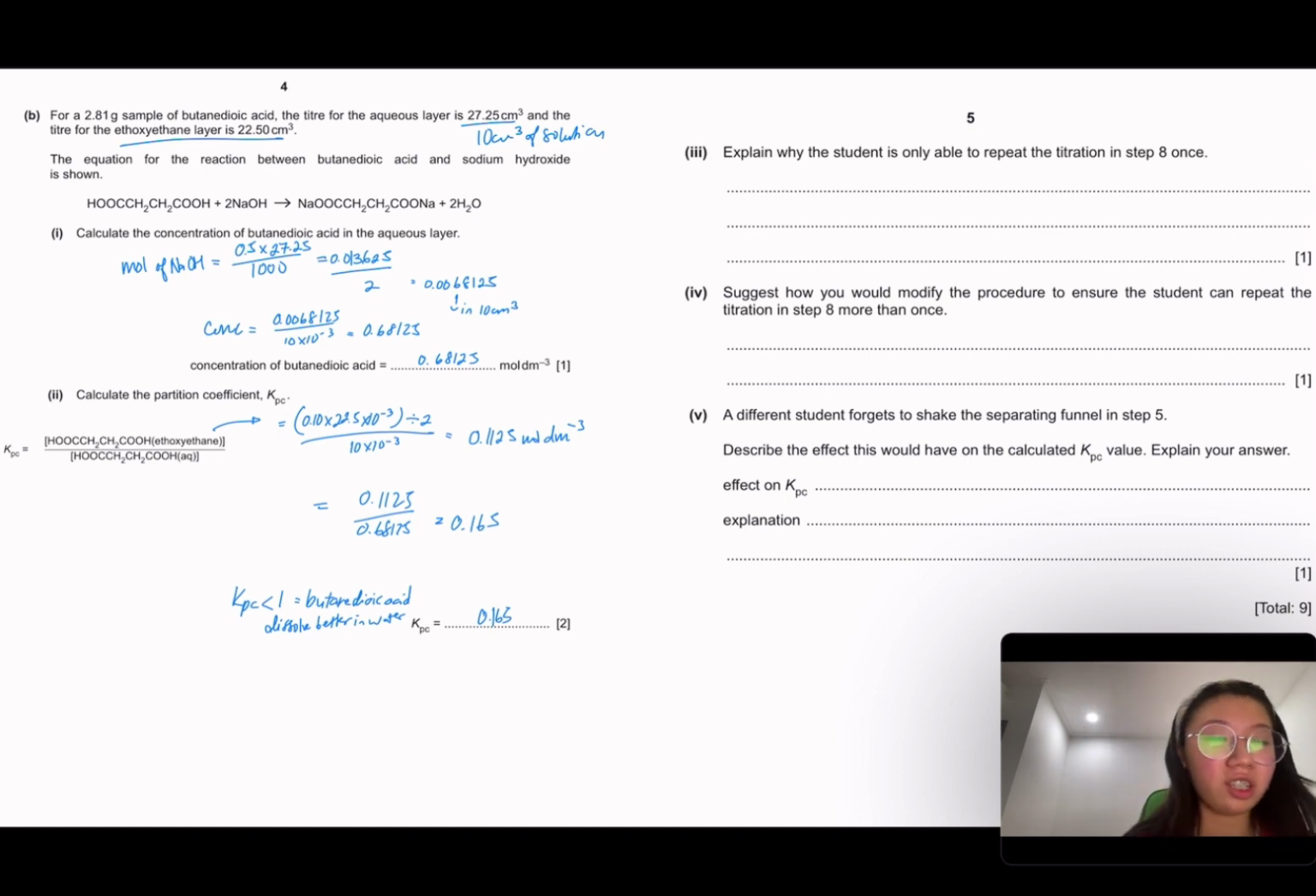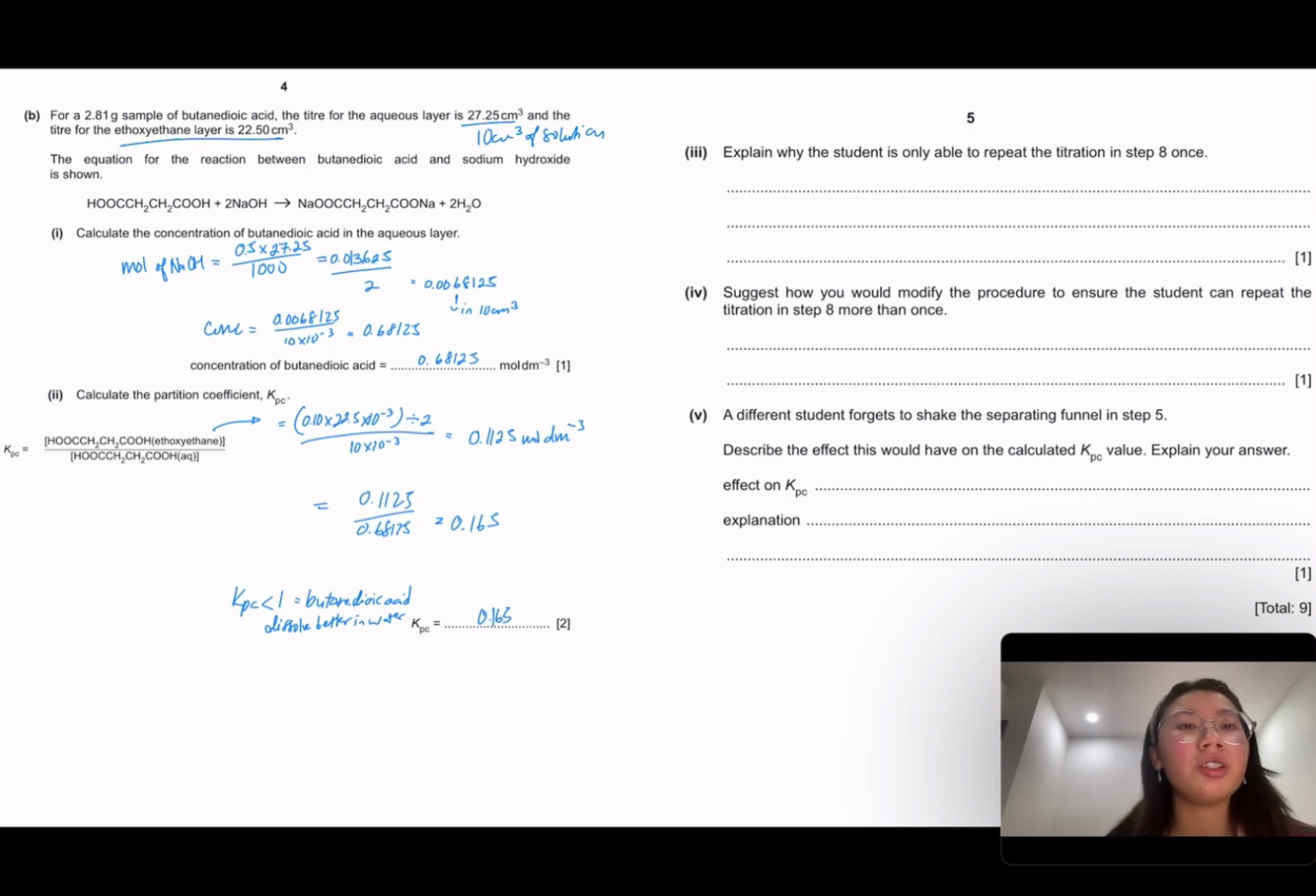But you're not finished here either, because in step 8 or step 9, they basically said that you're only taking 10 centimeter cube, so that mole is for 10 centimeter cube, and in order to find the concentration, it has to be in decimeter cube, so that's why you divide it again by the volume. And with that, you obtain the concentration of butanedioic acid of 0.68125 mole per decimeter cube.